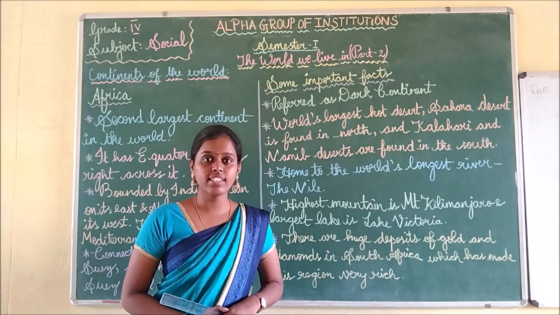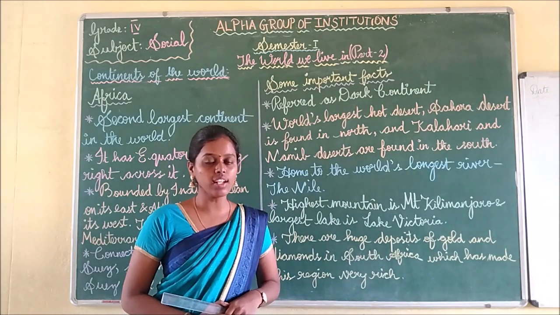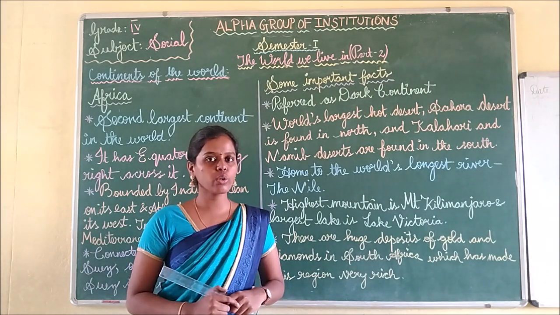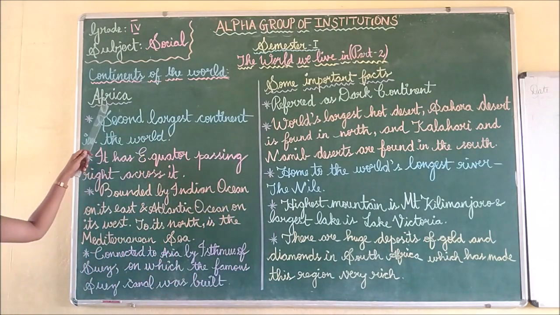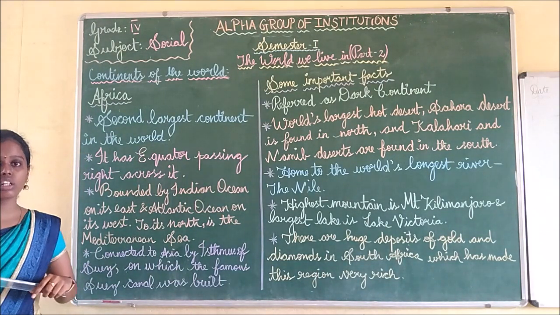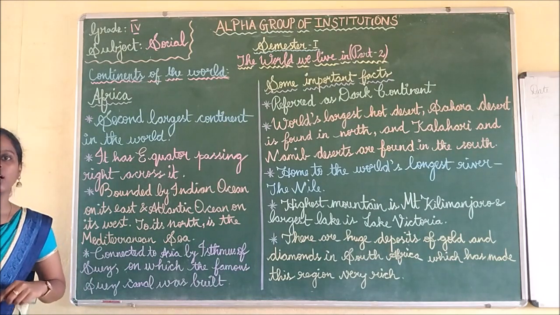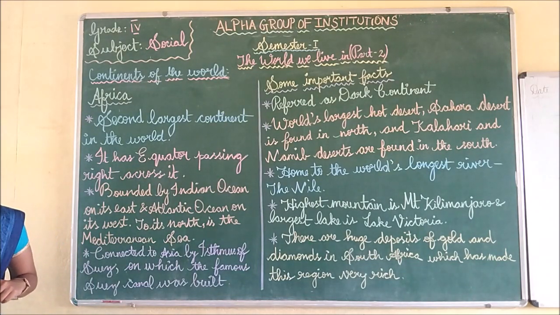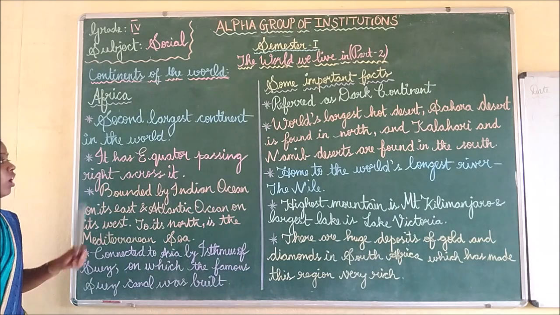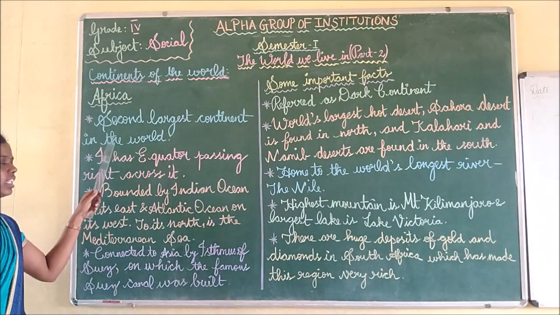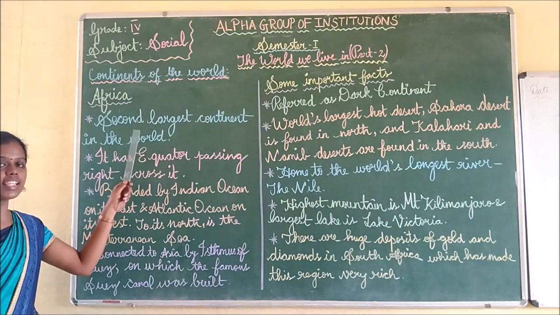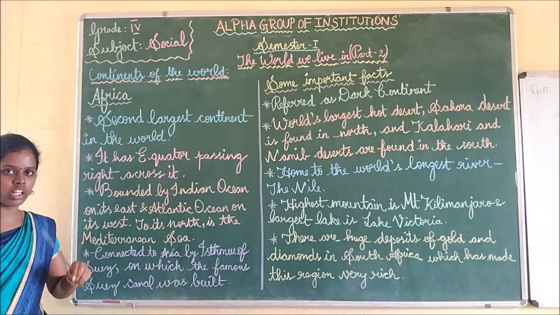It is the first largest continent in the world, Asia. Now we are going to move on to the second continent. It is Africa. What is the name of the second continent? Africa. I told you we are going to see the continents in the order of largest to smallest, so obviously this will be the second largest continent in the world. Africa is the second largest continent in the world.